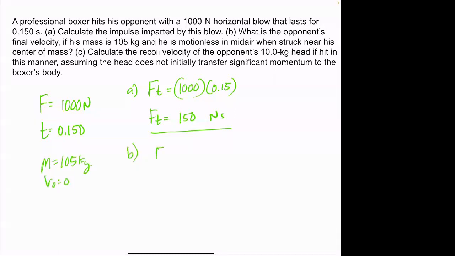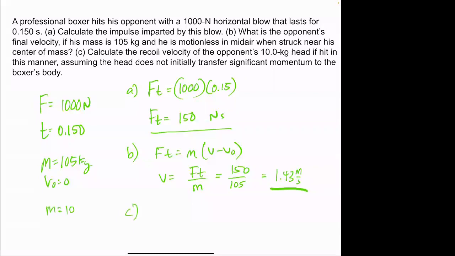So for part B, Ft equals M times V minus V naught, so V equals Ft over M, 150 divided by 105, in meters per second. And then in part C, it says, if his mass is 10 kilograms, what's the speed? So we can use the same equation and get 150 divided by 10, 15 meters per second in part C.